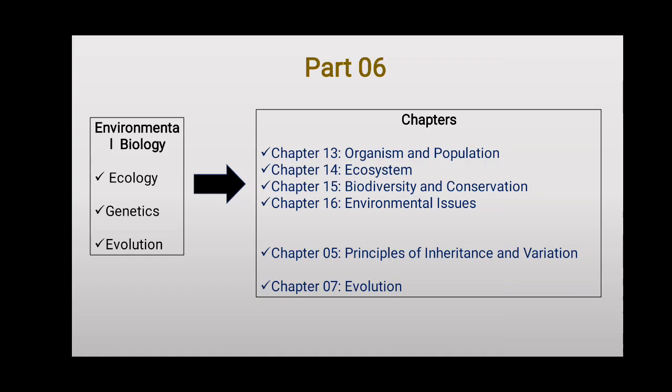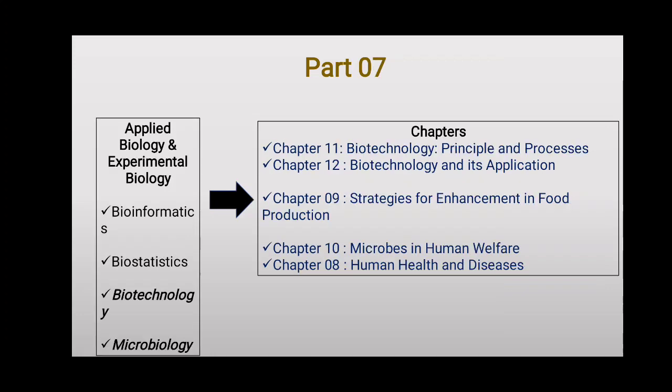Okay. And evolution deals with the evolving of the species, from lower to higher organisms. How are we made, and what were the factors which helped us to evolve from a lower archaebacteria to a human being? Part 7 deals with applied biology, the implications of biology, and in this unit we are going to study biotechnology and microbiology in class 12.